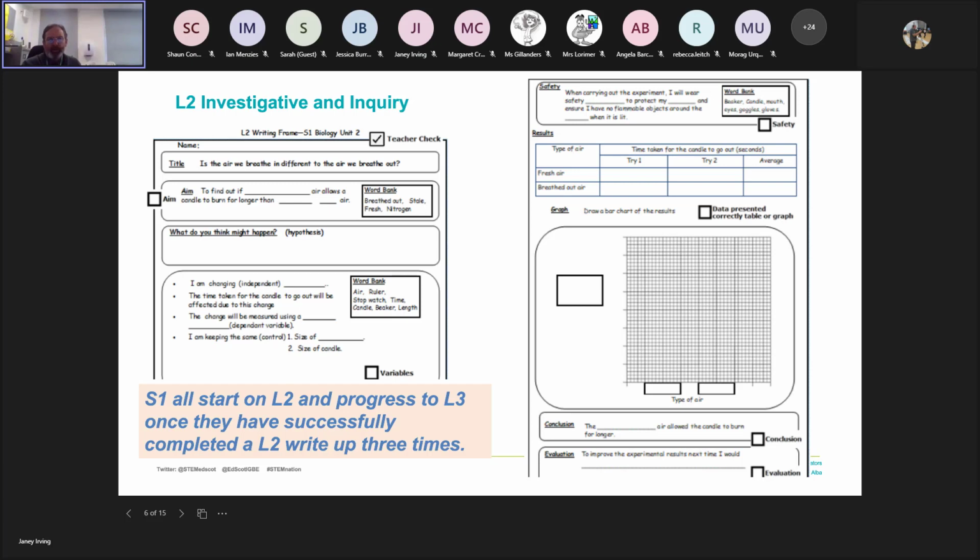There is a table for them to collect data. There is information on safety. There is information on the actual method for the experiment and space included for them to draw a diagram. We have space for them to do a table, a conclusion and an evaluation as they work through. And once they've completed this successfully 3 times, they've got a tick in each of those sections, then they can move on to the next level.